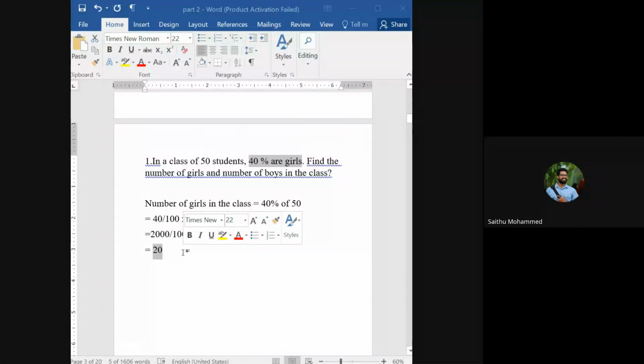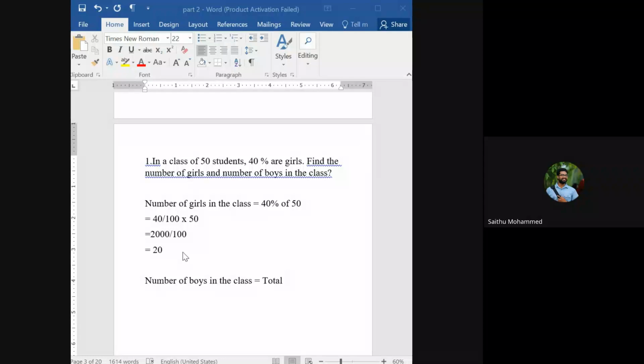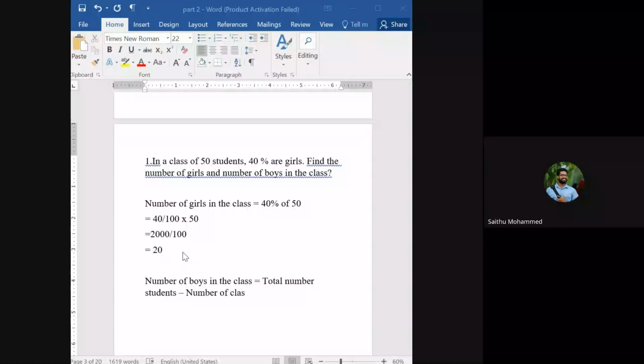Now we can easily say that the remaining will be boys. That will be 30. But still, if you are going with a step-by-step manner, number of boys in the class equals total number of students minus number of girls. That's the logic, right? We know the total number of students. There are only two groups, boys and girls, out of which if we are deducting girls, which we know, then we will definitely get boys.